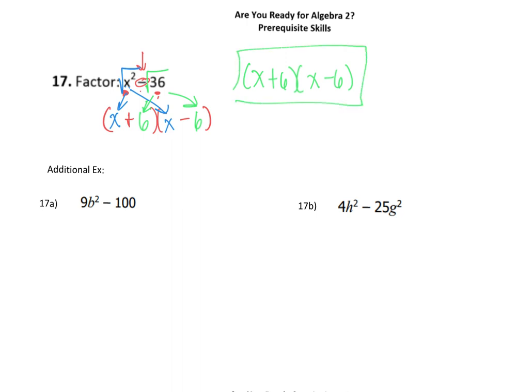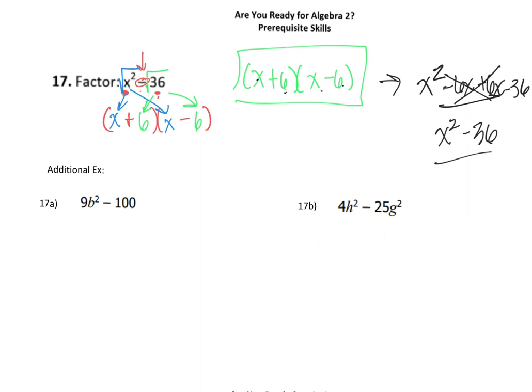But watch what happens when I multiply it out. X times x is x squared. X times negative 6 is negative 6x. 6 times x is positive 6x. 6 times negative 6 is negative 36. And those middle two terms, negative 6x and positive 6x, cancel out to 0. And we're left with x squared minus 36. Okay, that was our original problem.